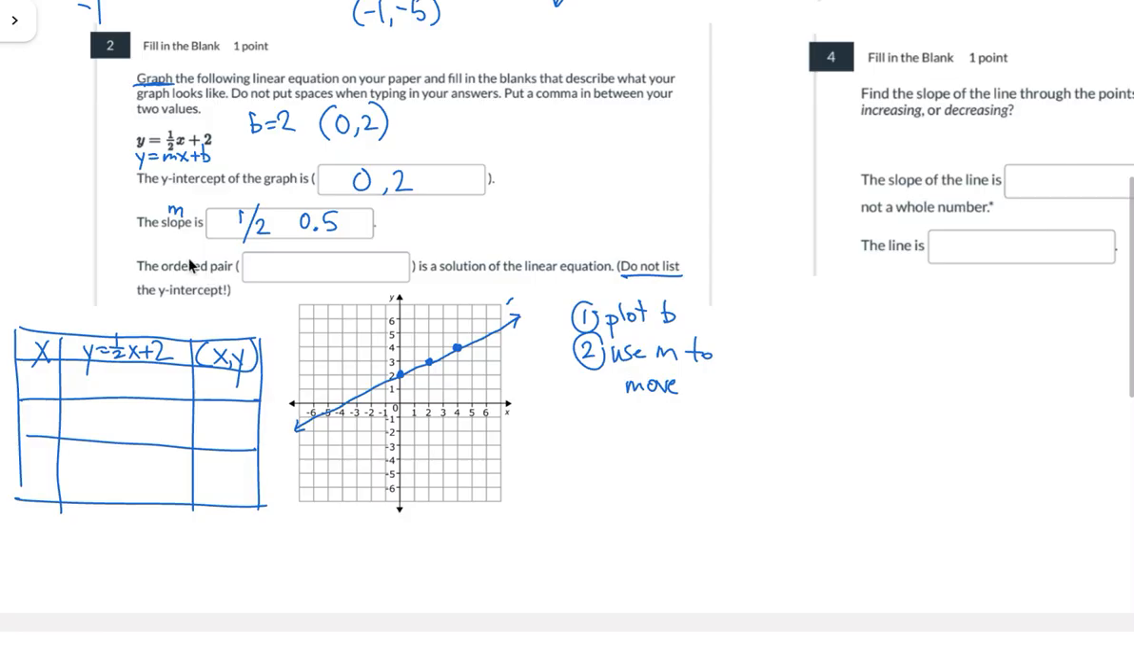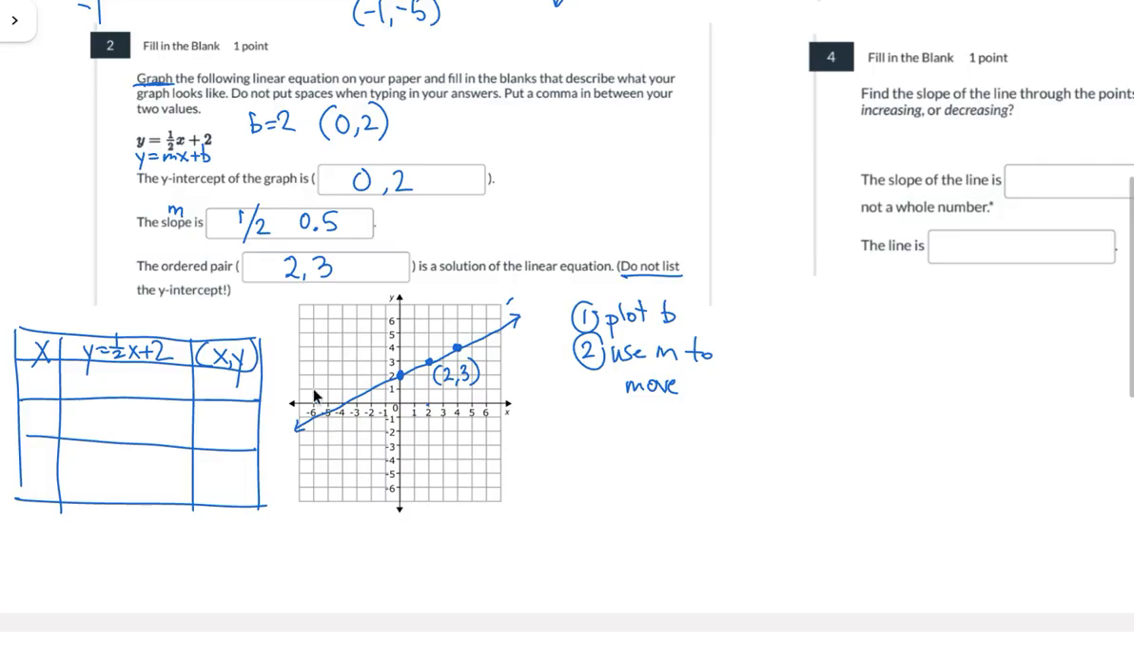From here, I could go ahead and choose an ordered pair and say, okay, well, I'll pick this point because I can't pick this one because that's the y-intercept. So let me pick this point, and this point right here is (2, 3). So this could have been one of the coordinate points or the ordered pairs. I could have chosen (4, 4), and any of these other points. You could have chosen (-2, 1), (-4, 0). Any of those points would have been acceptable, okay?